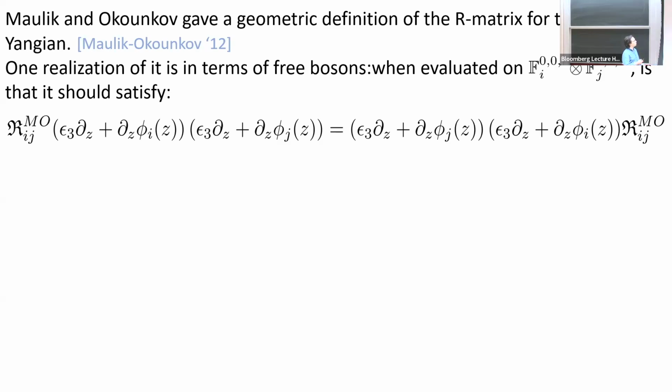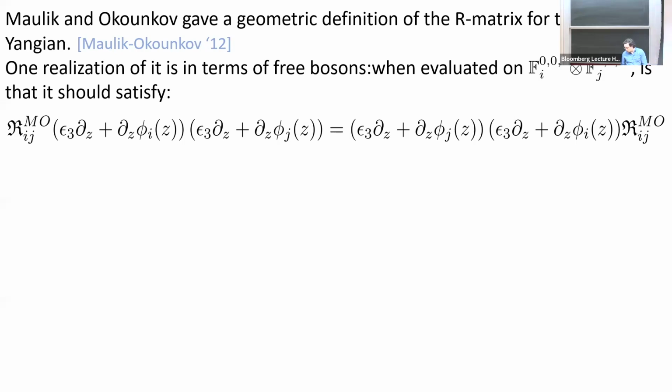And roughly what I'm going to tell you for the purposes of this physics talk is that one realization of this matrix is in terms of free bosons. So when you evaluate this R matrix on a tensor product of two Fock spaces, I and J, again, these are free boson spaces, the matrix should satisfy this kind of nice identity. This was given as a consequence of a very geometric argument, but it has been used in the mathematical physics literature since then. If you solve this equation for R, you find an expansion, order by order in the epsilons, for what is the R matrix of the affine Yangian of GL1. You can solve this by brute force.